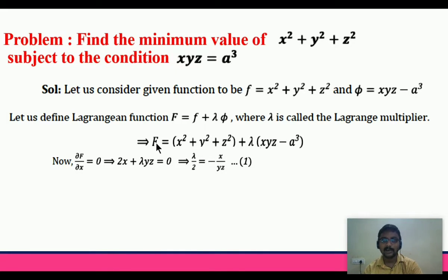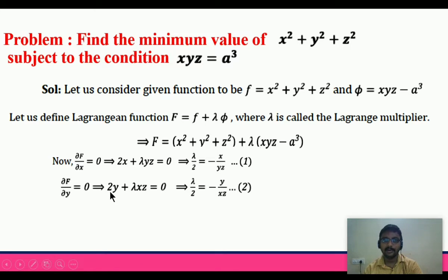Now differentiating F partially with respect to x and keeping y, z as constant. X square derivative 2x, y square derivative 0, z square derivative 0, plus constant lambda into xyz derivative. In that xyz, yz is constant, x derivative 1, negative a cube derivative 0, which is equated to 0. So on simplifying, we will have lambda by 2 value is negative x by yz. Let it be equation 1. Similarly, we have to obtain dou F by dou y, which is equated to 0.